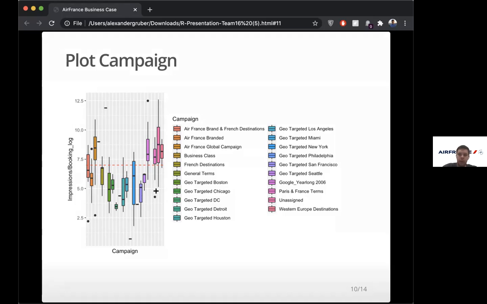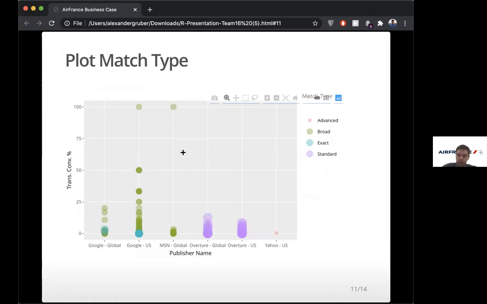Following the campaign analysis, we moved on to the keyword analysis. And here we measured which publisher's keyword match type leads to the highest transaction conversion percentage. Overall, it can be said that Google and MSN users are more successful by using broad keywords, whereas Overture users mostly use standard and advanced keyword search. Exact and in particular standard match types show a lower transaction conversion percentage.